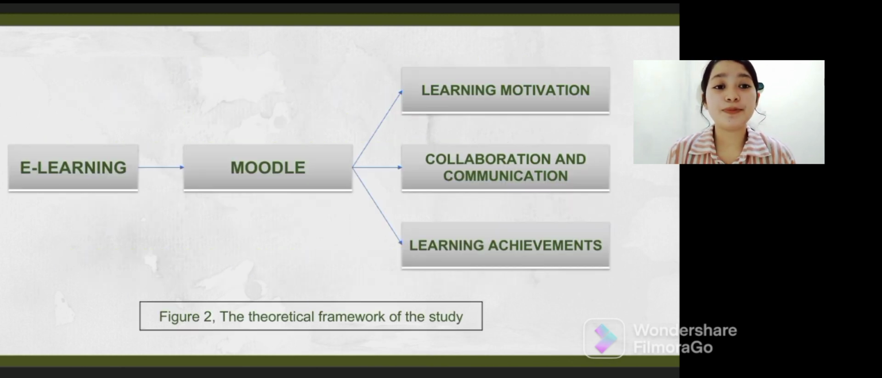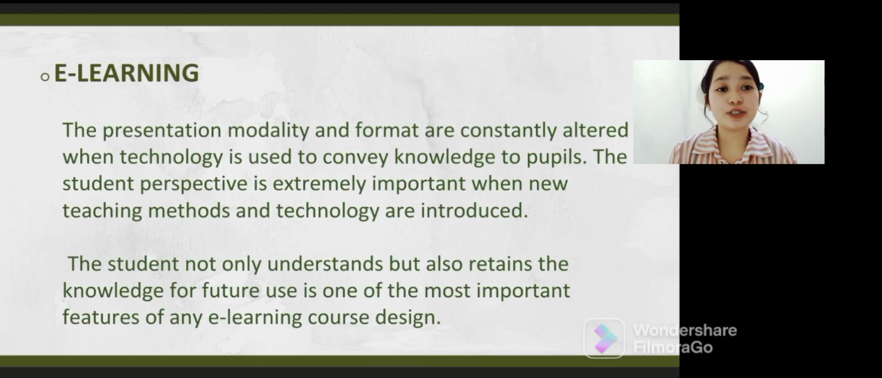So next, I am going to discuss e-learning. In e-learning, the presentation modality and format are constantly altered when technology is used to convey knowledge to pupils. So the student perspective is extremely important when new teaching methods and technology are introduced. The student not only understanding but also retaining the knowledge for future use is one of the most important features of any e-learning course design.